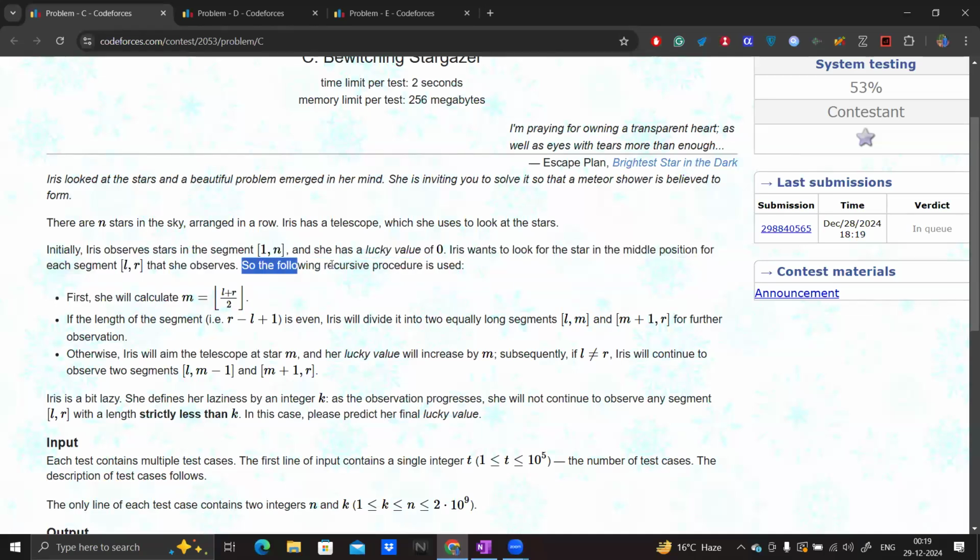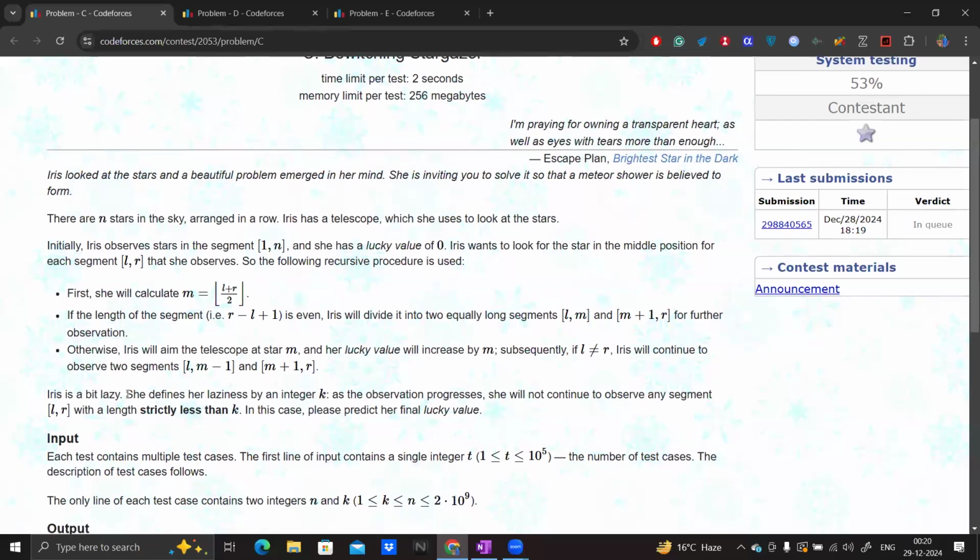So the following procedure is used. First, she'll calculate m. If the length is even, then Iris will divide into two equally long segments for further observation. Otherwise, Iris will aim the telescope at star m, and her lucky value will increase by m. Subsequently, if L is not equal to R, then she will continue to observe two segments.